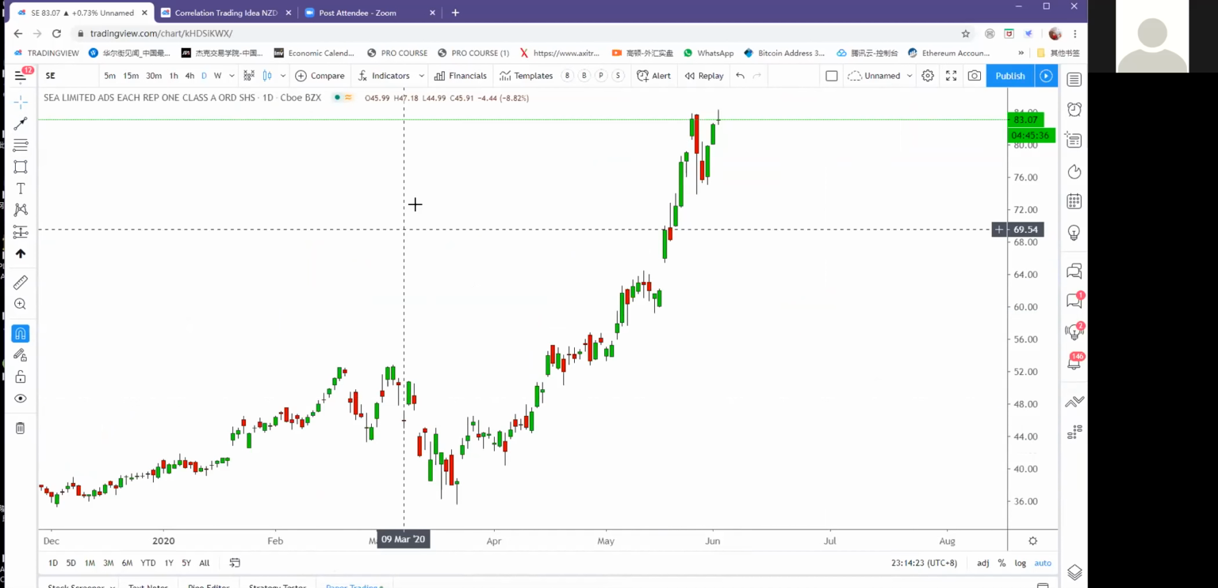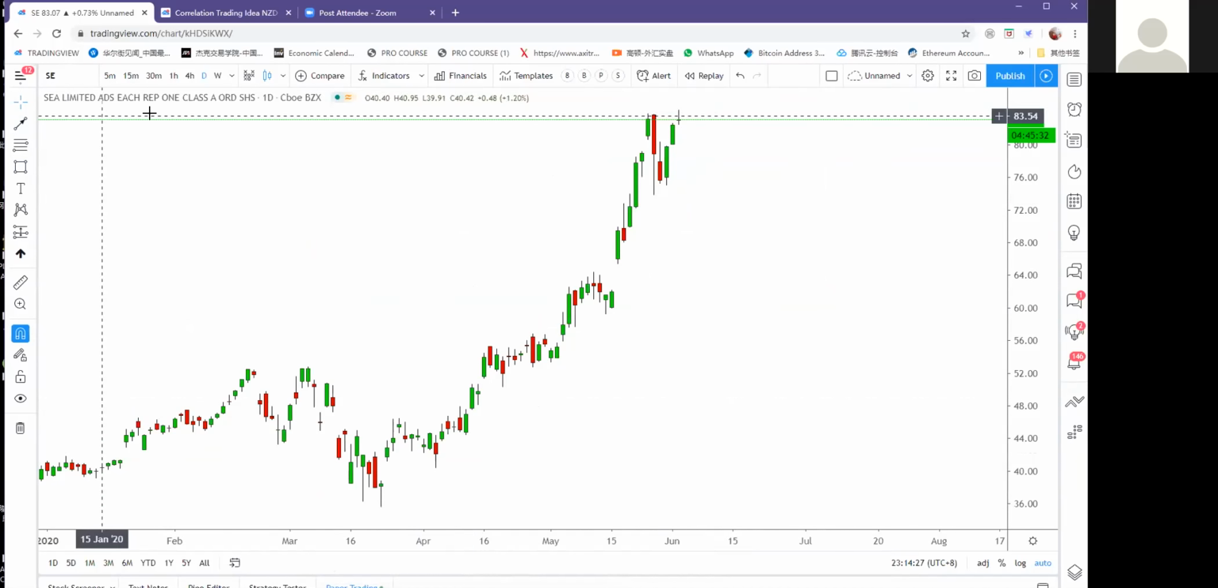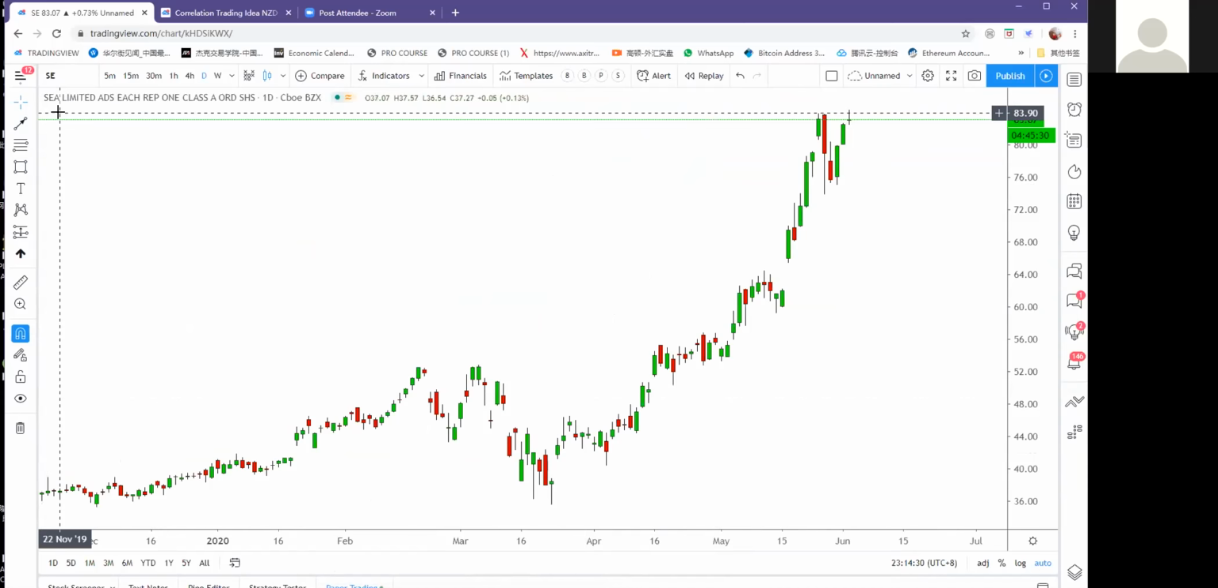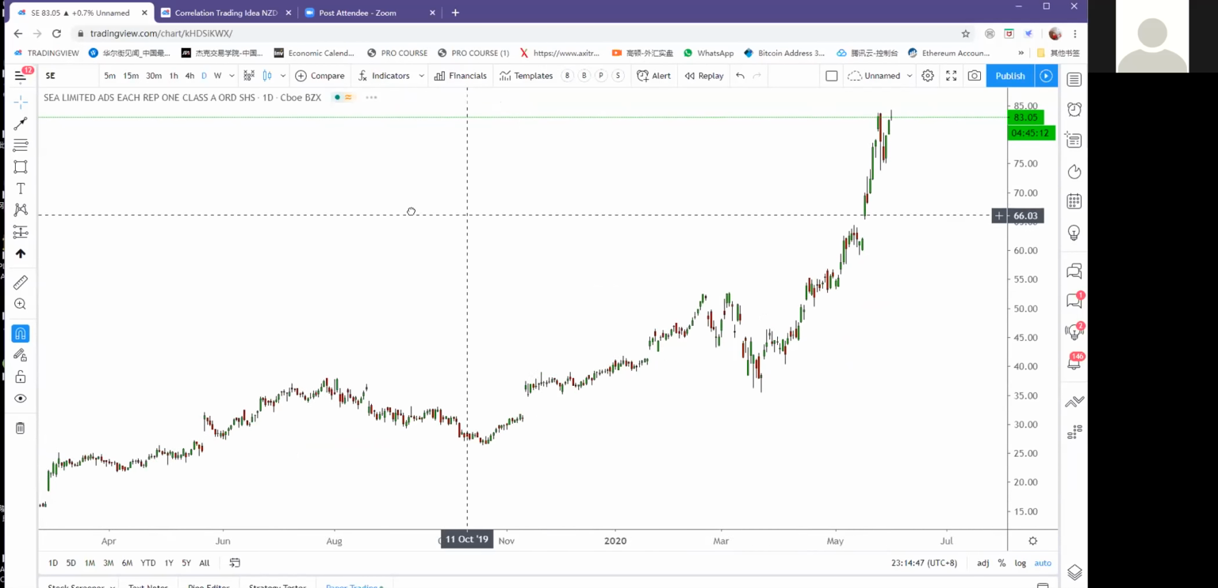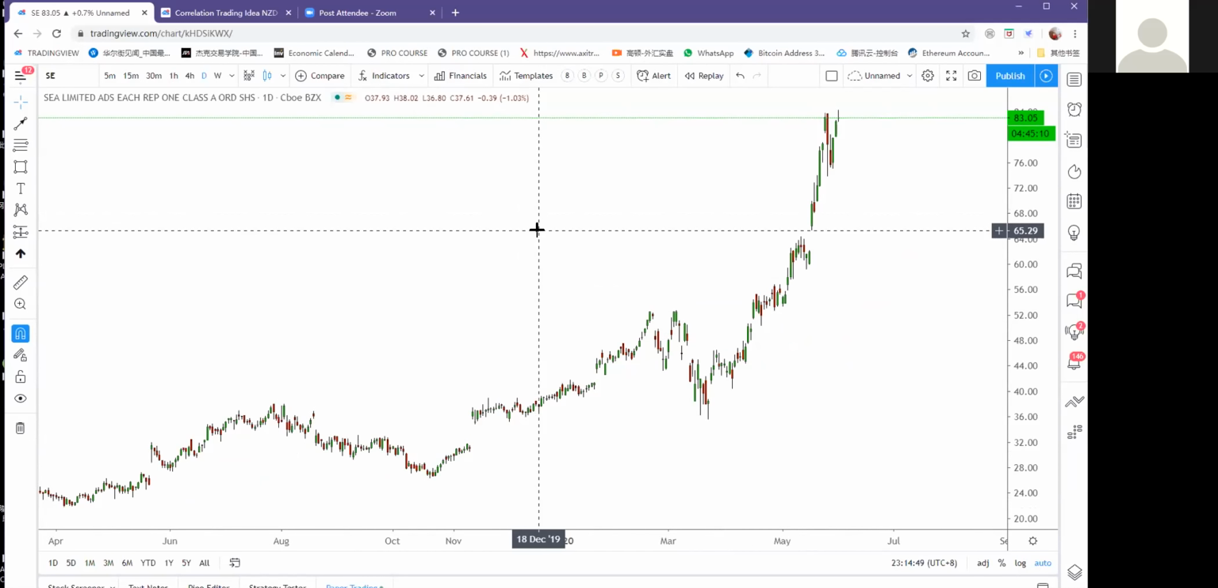SE, Sea Limited. What is this? Is this the company that you're looking for? SEA? Can you describe what kind of company this is? Each represents 1 Class A. Oh, the mother company of Shopee. So is it a manufacturing company or a technology company? Asian e-commerce. Oh, e-commerce plus gaming.